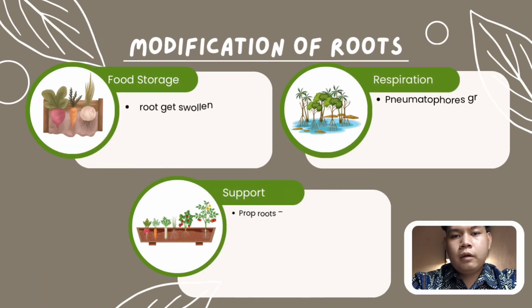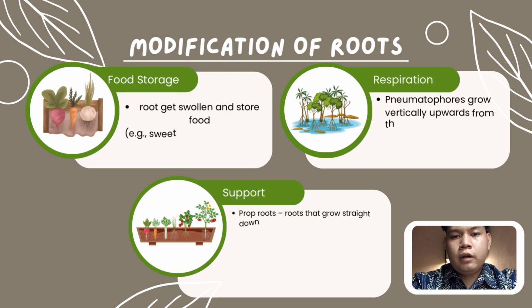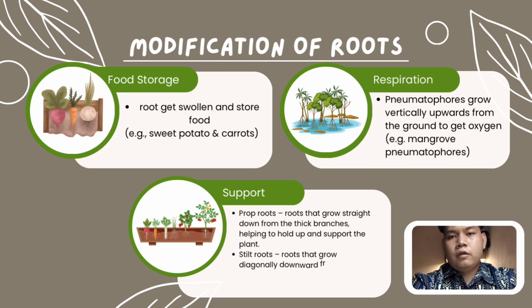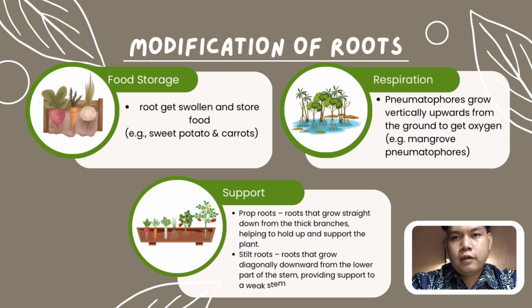Thank you. I will be talking about modification of roots. Roots are usually known for anchoring the plant and absorbing water, but in some plants, they get modified to perform other special functions. So here are three types of modification. The first one is food storage. In some plants, the root becomes swollen because they store food. This is especially common in root vegetables. A good example would be sweet potatoes and carrots.